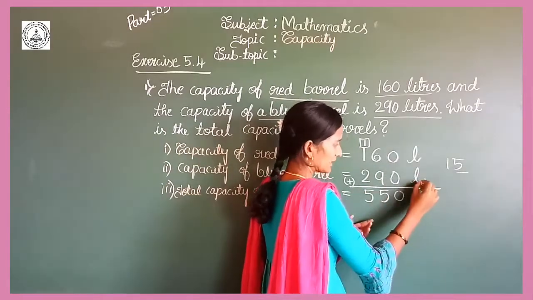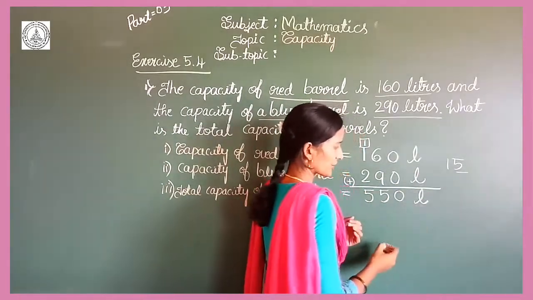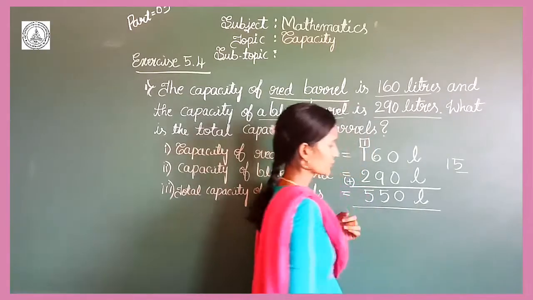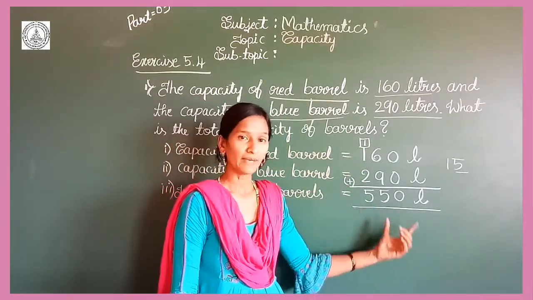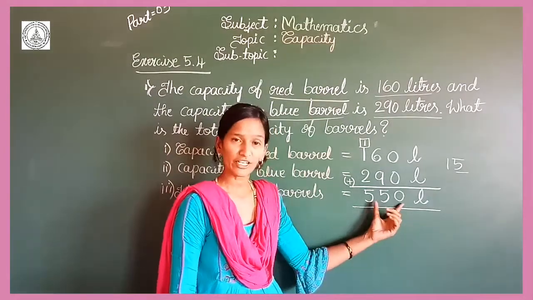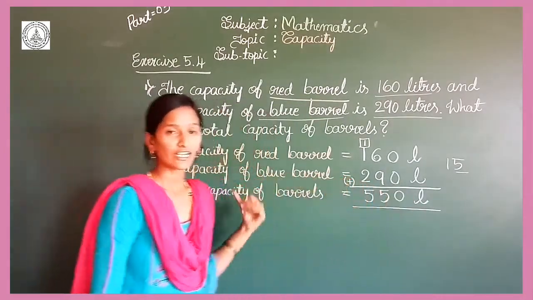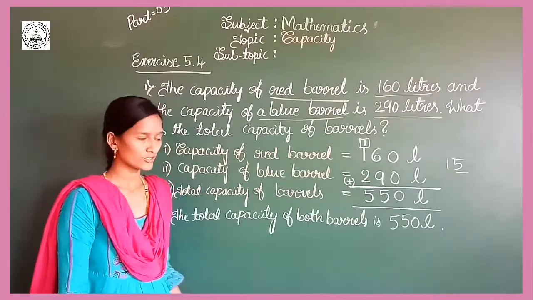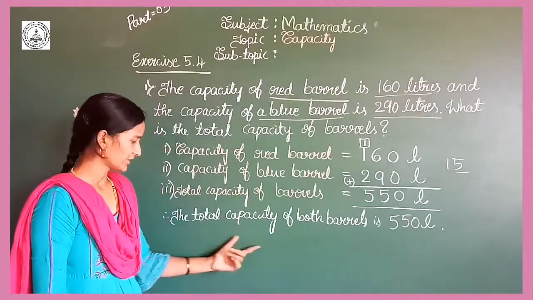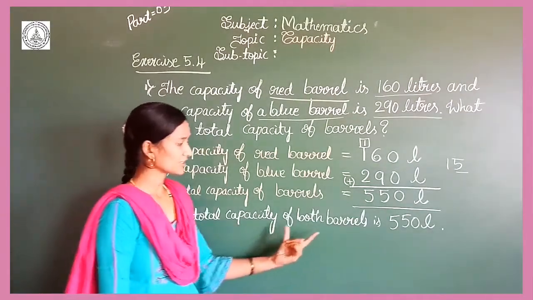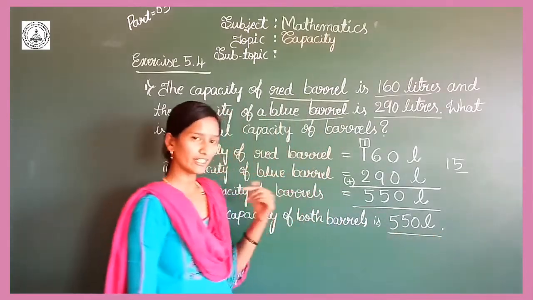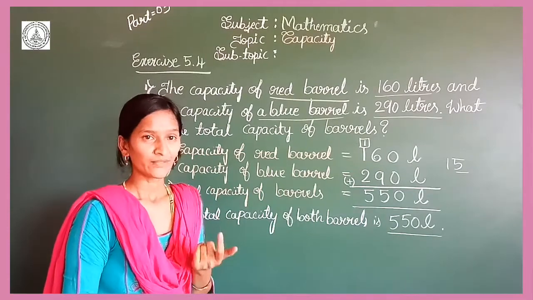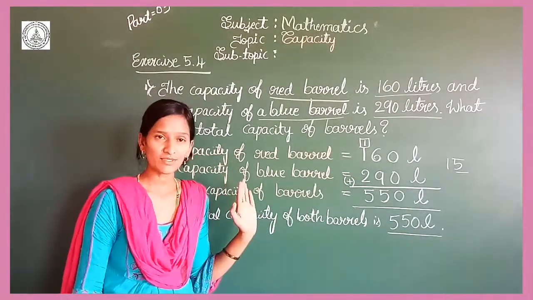So, here is liter. So, here in the answer also you have to add the liter. So, this is the total capacity of the barrels. How much? 550 liter. So, write down the conclusion statement. Students, this is the conclusion statement. So look here, the total capacity of both barrels is 550 liter. Okay. So this is the first word problem.